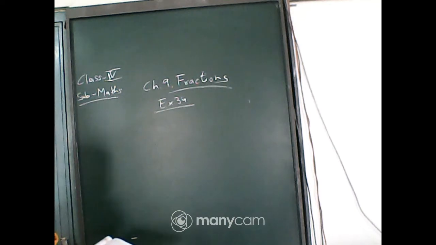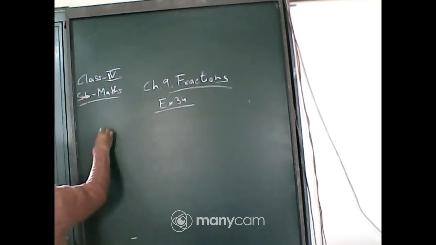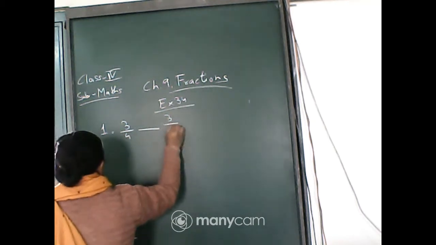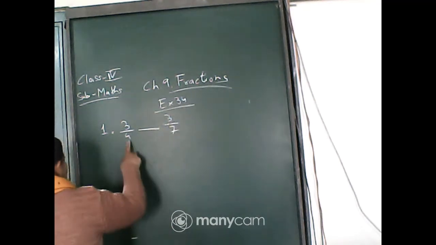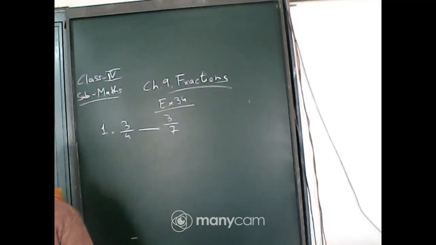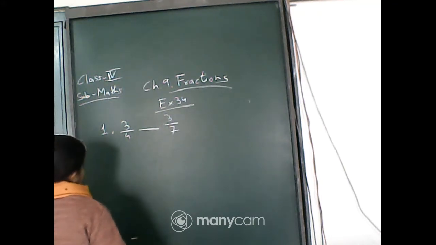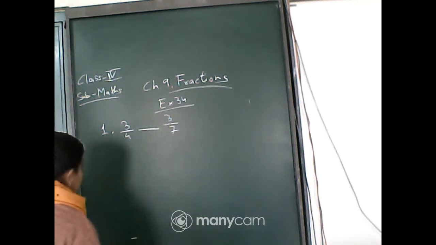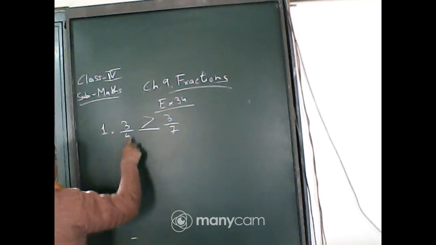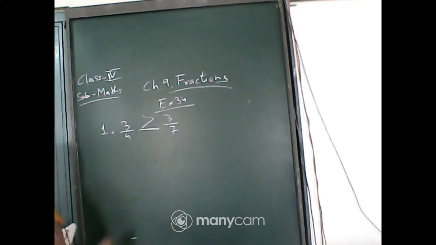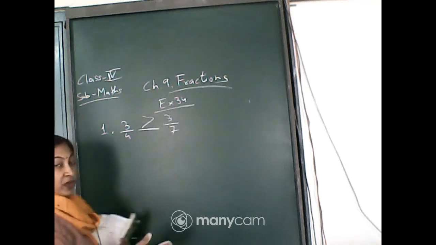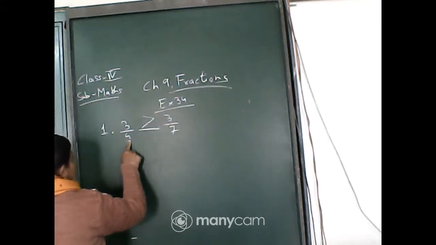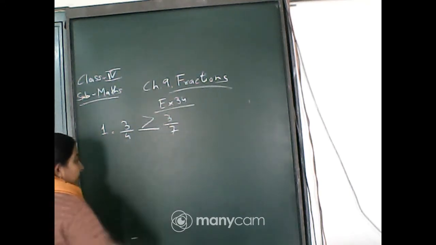See, the first question, put the symbol in the placeholders. The first one is given 3 by 4 dash 3 by 7. Now, numerators are the same, 3 and 3. One denominator is 4 and one is 7. The number which is smaller, that means this 4, it is the greater fraction. It is the greater fraction in case of fractions with the same numerators, not with the same denominator. For the denominator you will do the same as before, but when the numerators are the same, you will see the denominator which is smaller, that is the bigger fraction.